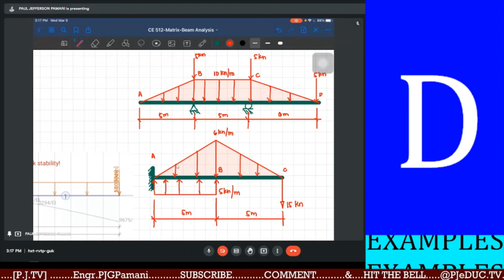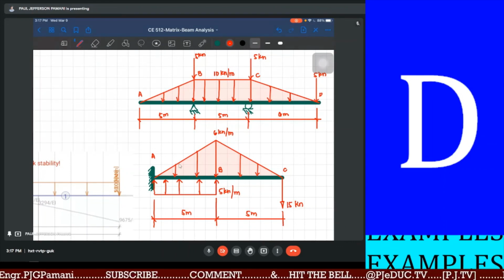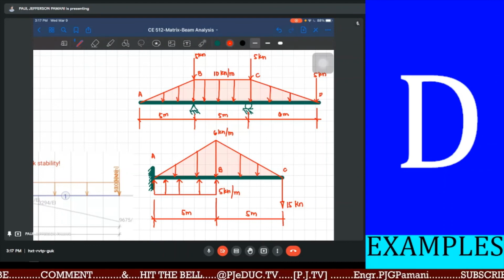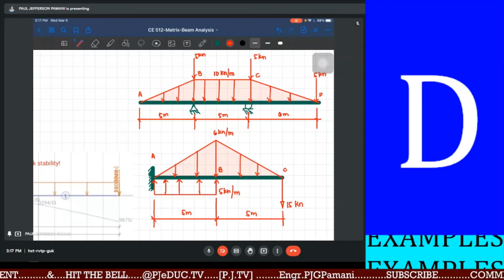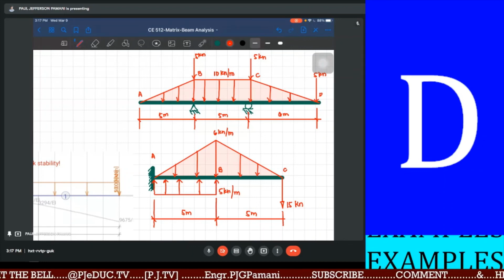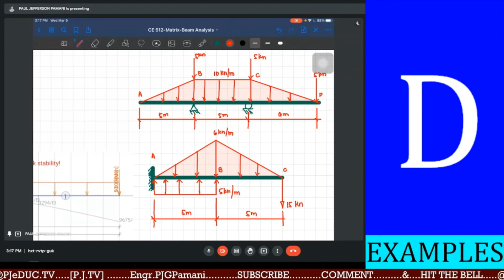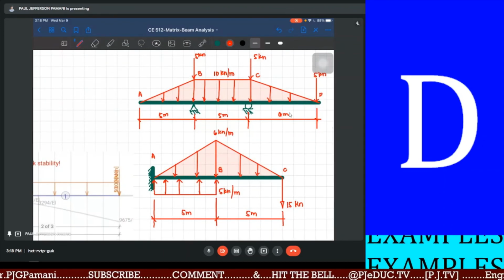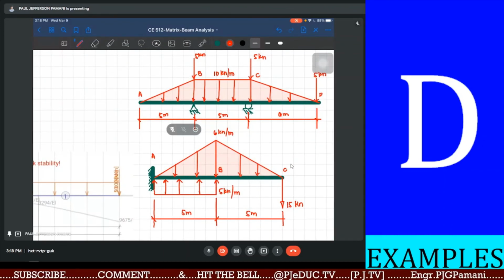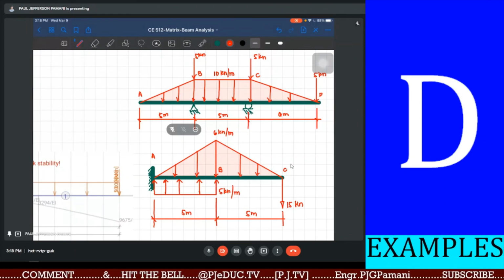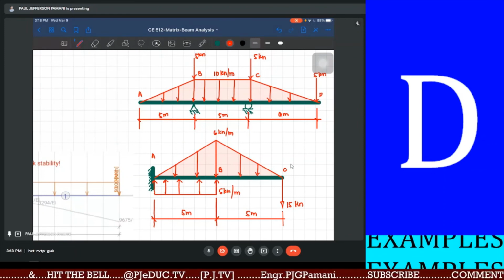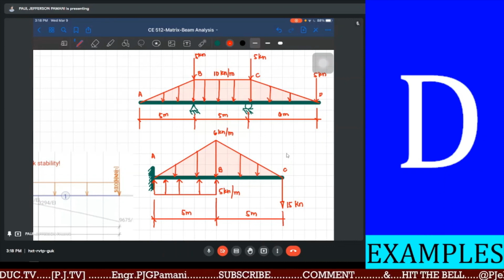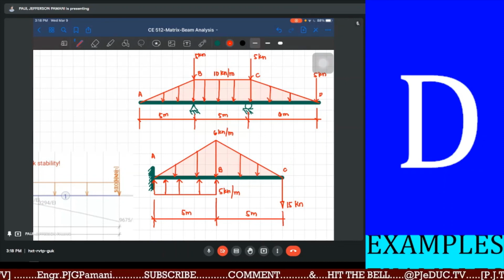Then March 24 to 30 will be your quiz involving beams and frames for statically determinate beams and frames. Naintindihan po? Nakuha yung problem na pagpapraktisan? Yes, sir. Nakuha? Sigurado? Yes, sir.